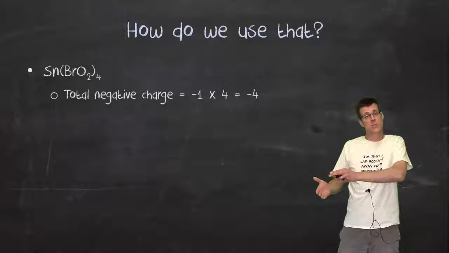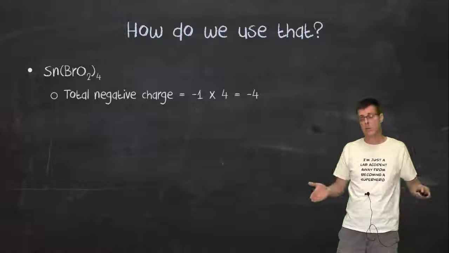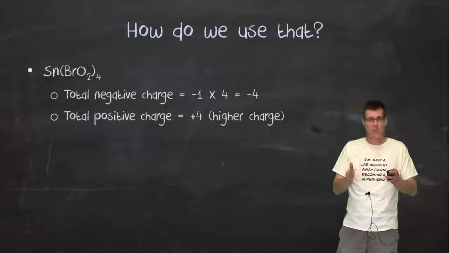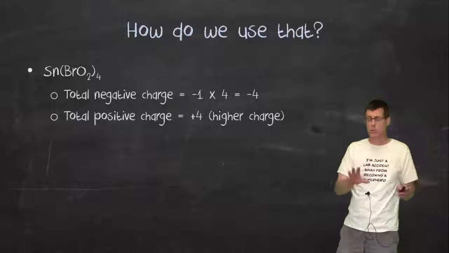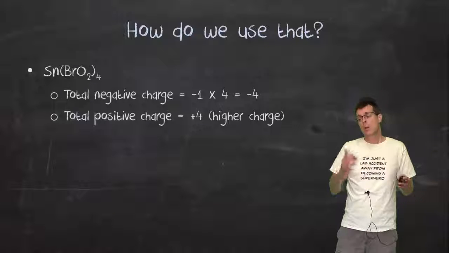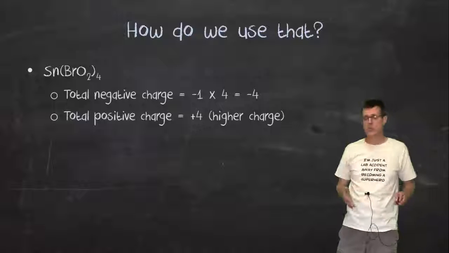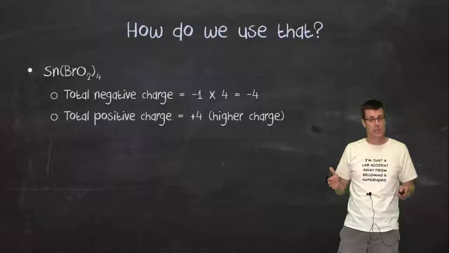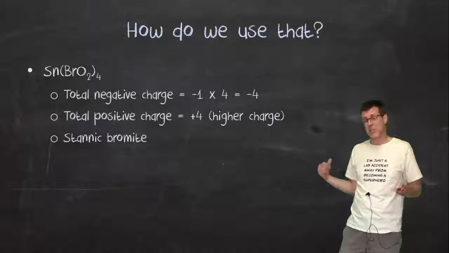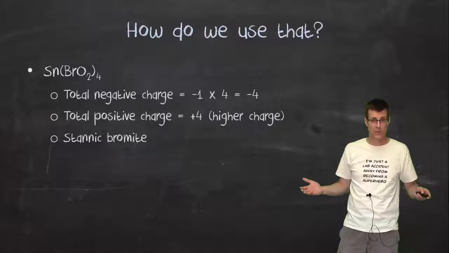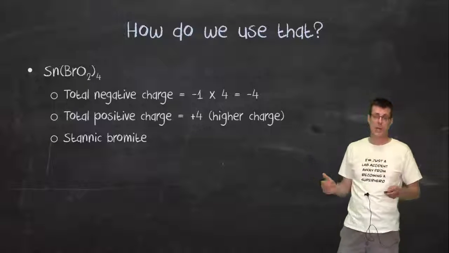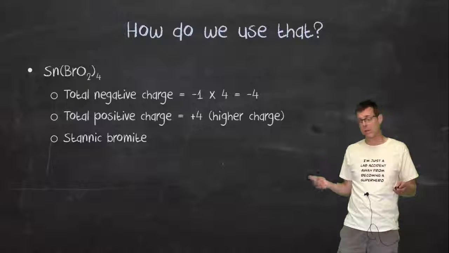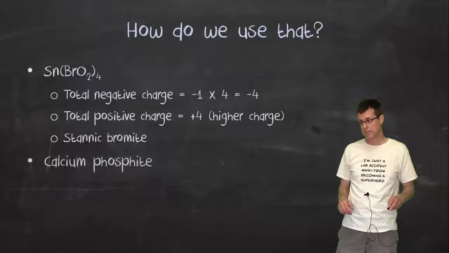If there's a 4 outside the brackets, that means I have 4 of them. Total negative charge, -4. That means that the total positive charge has to be +4. Now, of course, I could turn that into a Roman numeral, but just to do some other nomenclature that we've already done, +4 represents the higher charge of tin, Sn, so I could identify it using stannic, and I would call it stannic bromite. And again, if you don't have the polyatomic ion sheet, you're going to have to take my word for it that that is the correct name for that polyatomic ion.